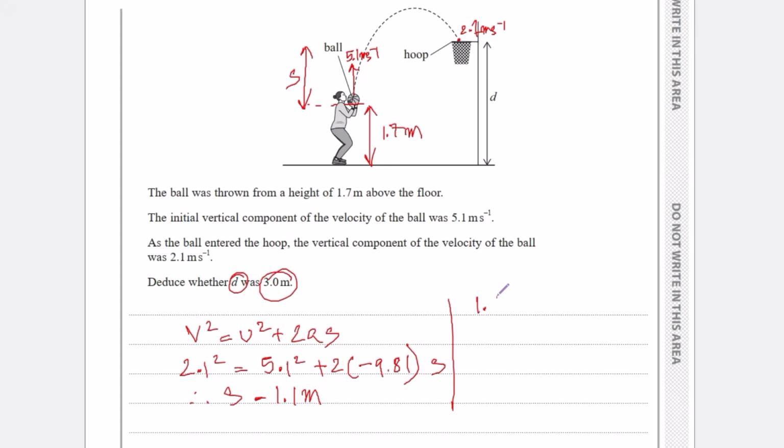Now what you have to do is just add up this S with 1.7. So 1.1 plus 1.7 gives you 2.8 meter, of course. And I had to check whether this was 3 meter. So 2.8 meter is not equal to 3 meter. This is your answer.